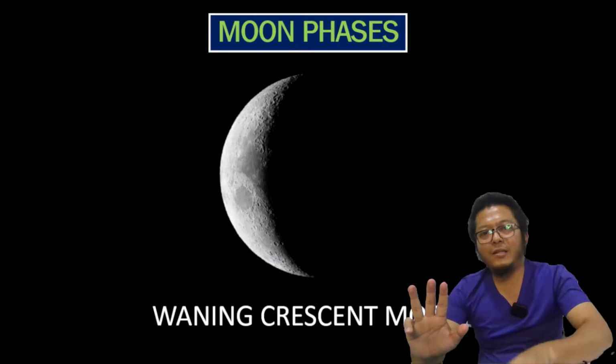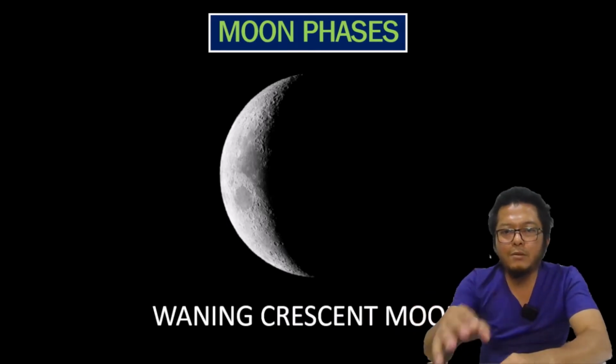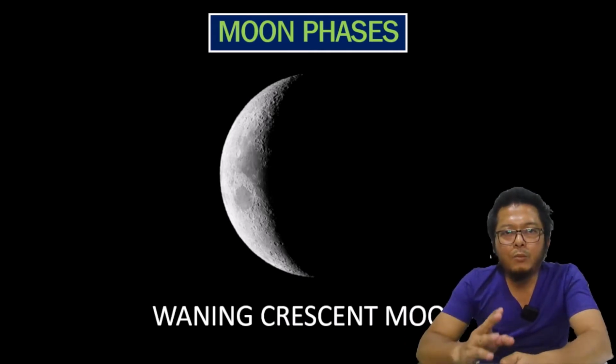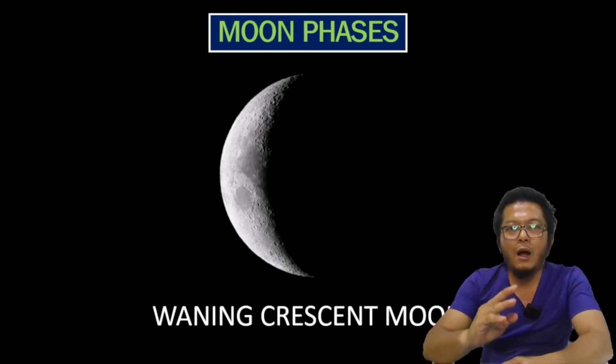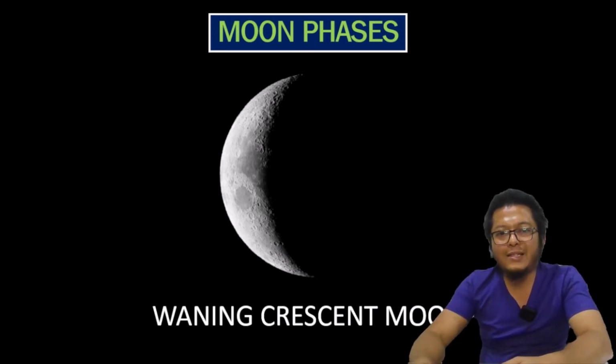There are only eight phases. And it's a cycle. After waning crescent moon, it will start back to new moon, and then waxing crescent moon, half moon, waxing gibbous moon, full moon, and so on. It's a cycle because the moon moves around the Earth. This is what we see.